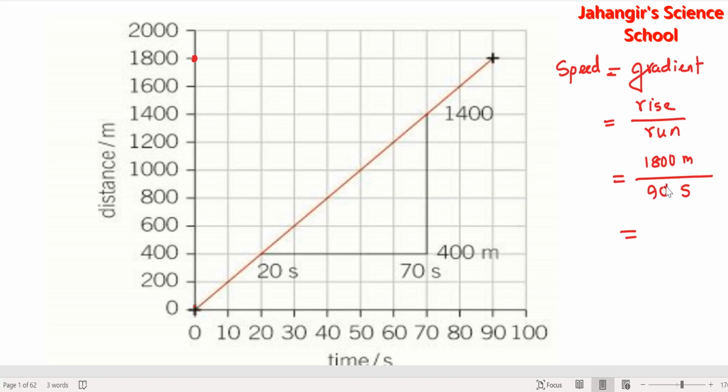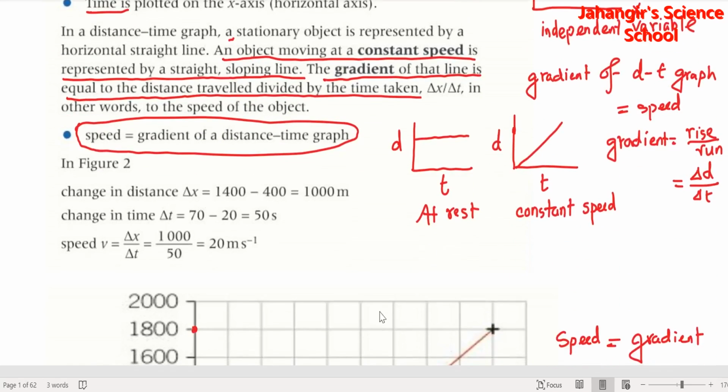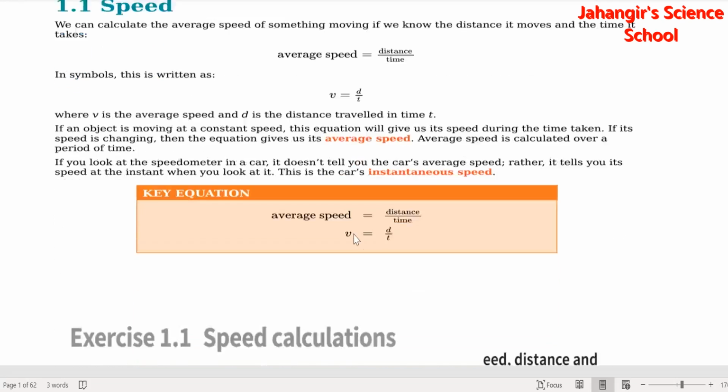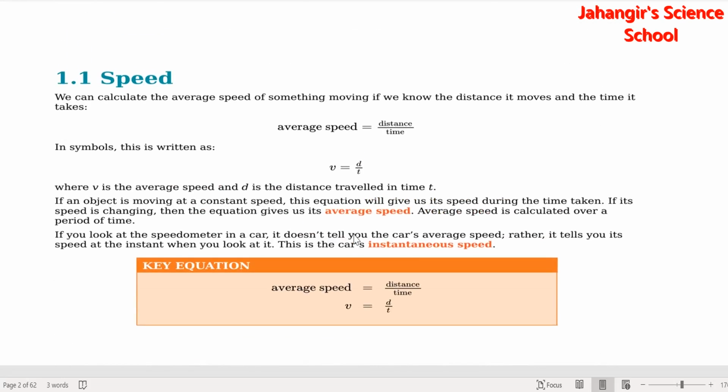So 20 meter per second is the speed. So average speed equals total distance divided by total time. Average speed, or speed, is denoted by v, and v equals d by t, where d is the distance and t is the time.